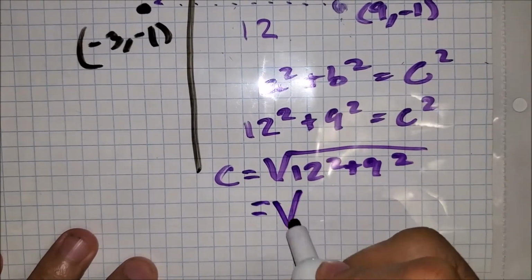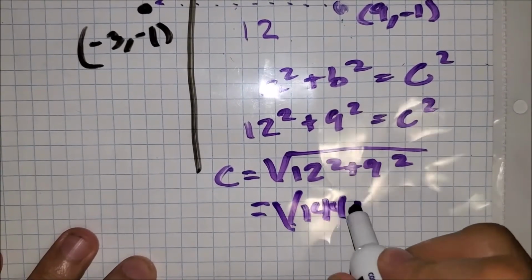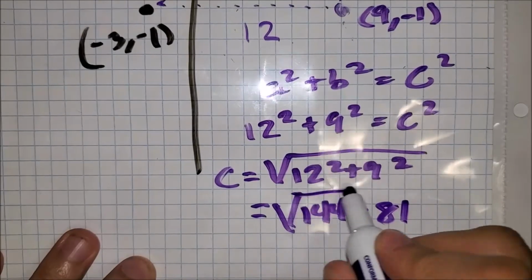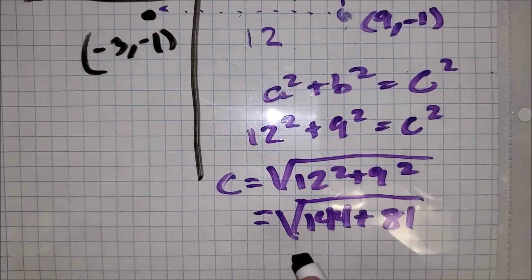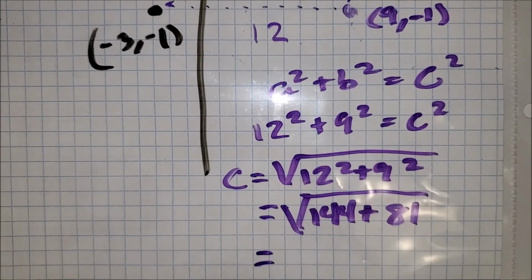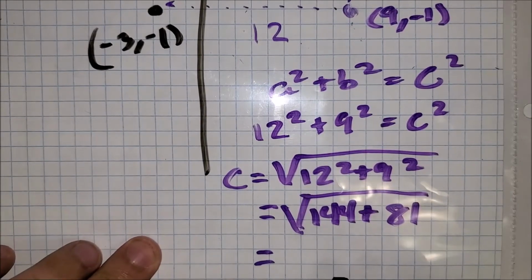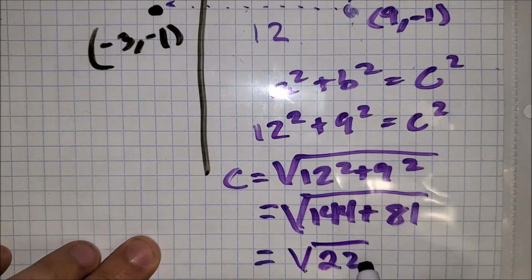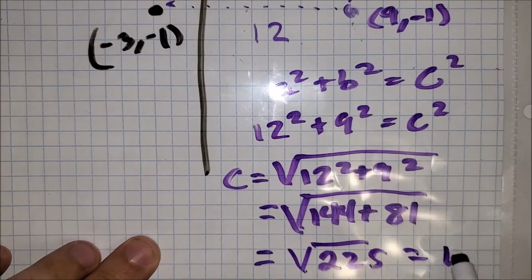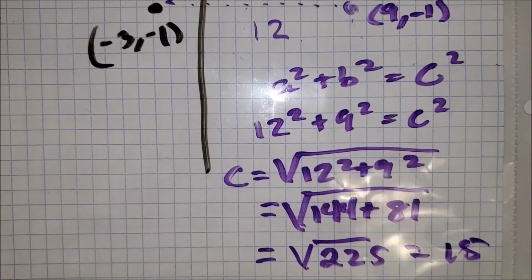This is the square root of 144 plus 81. 144 plus 81 is 225. Oh yeah, look at that. The square root of 225 is 15.